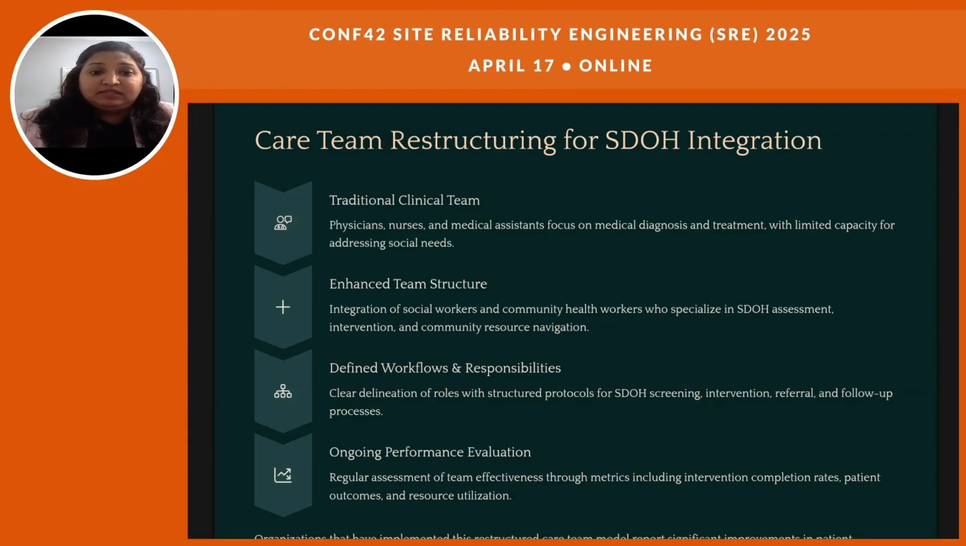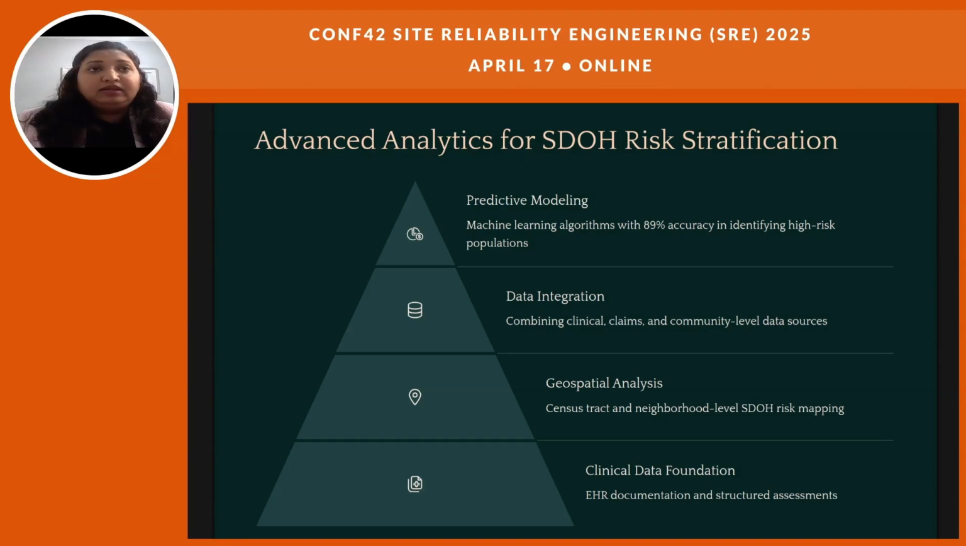The enhanced definition of workflows and responsibilities gives a clear delineation of roles with structured protocols for SDOH screening, interventions, referrals, and follow-up processes. One more important aspect is ongoing performance evaluation. Regular assessment of team effectiveness through metrics including intervention completion rates, patient outcomes, and resource utilization has also proven to be very beneficial. Let's look at some analytics related to SDOH risk stratification.